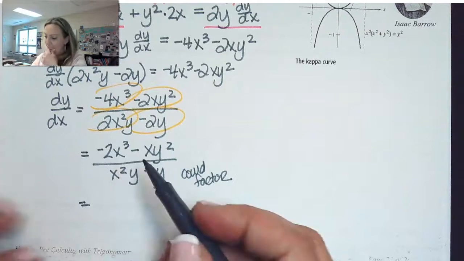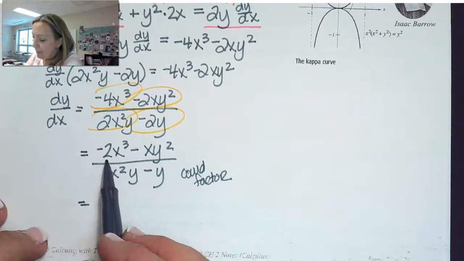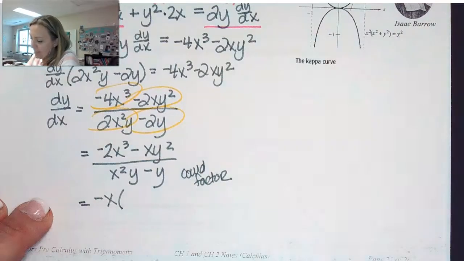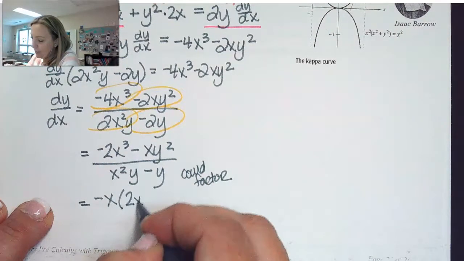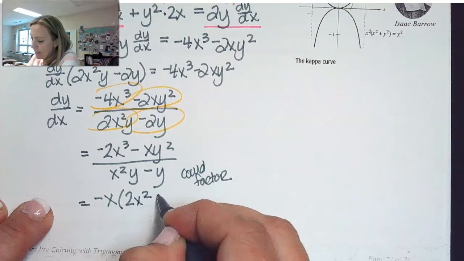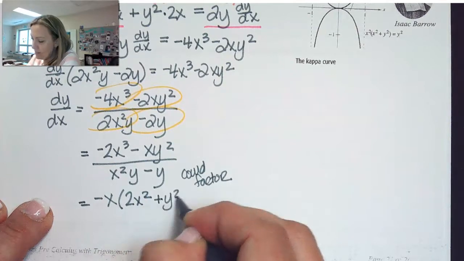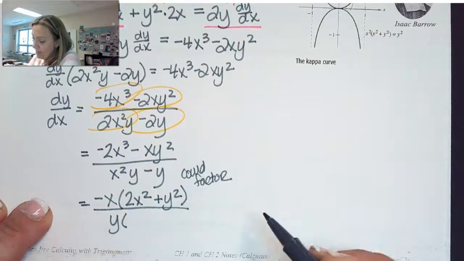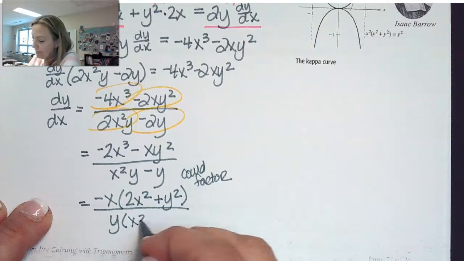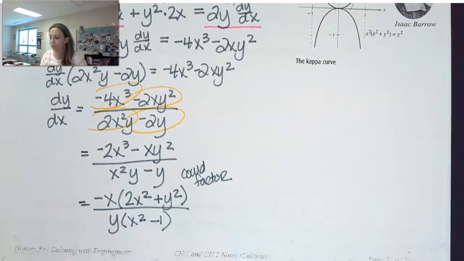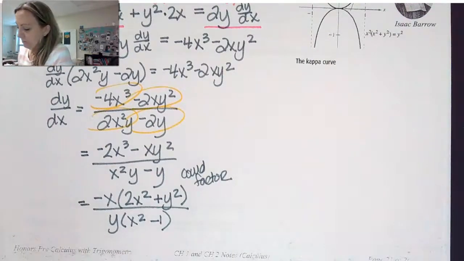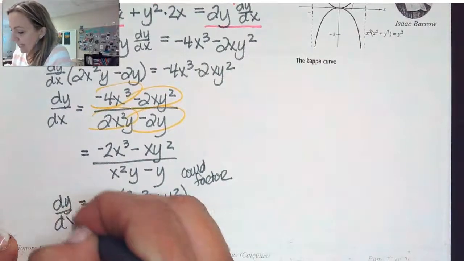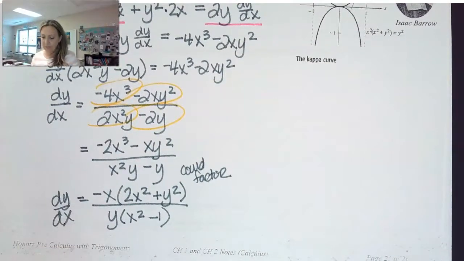I always like my leading coefficients to be positive, so I'm going to factor out a negative x, and that leaves me with 2x squared plus y squared. Then in the denominator I could factor out a y, and that leaves me with x squared minus 1. I don't know, that looks a little better. So there's my derivative, there's my dy/dx.